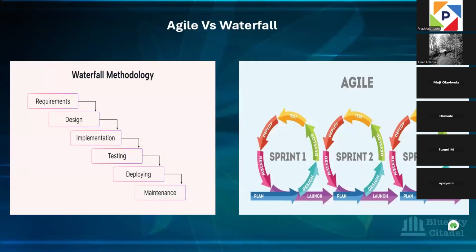Okay, so quickly, we just want to look at the model. We want to look at the characteristics: what makes Waterfall, and what makes Agile. So earlier on, we talked about Waterfall. If you look at the Waterfall model, you can see the stages. The first stage is the requirement. They have about 6 stages or phases.